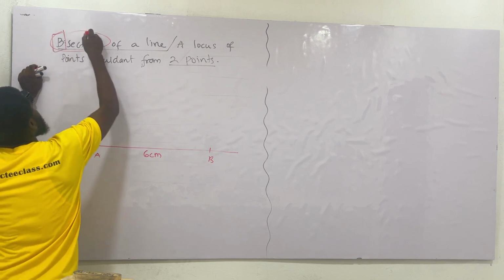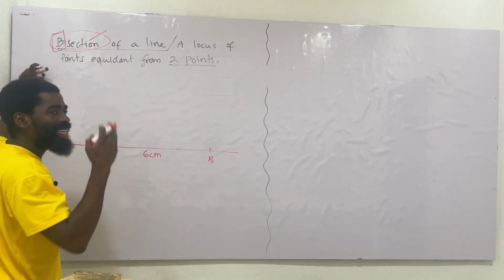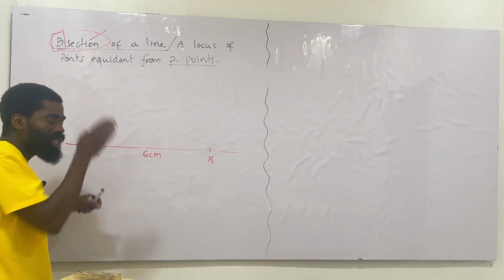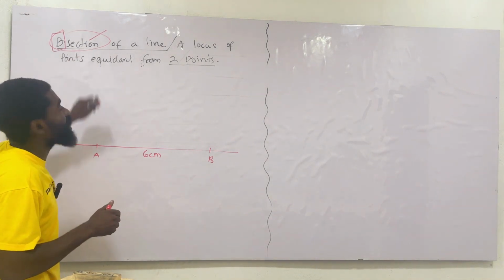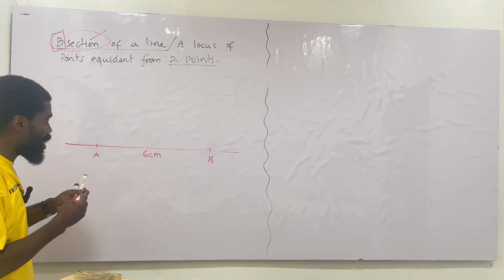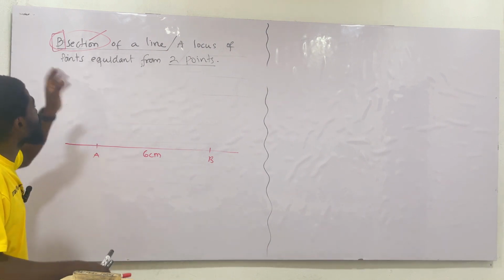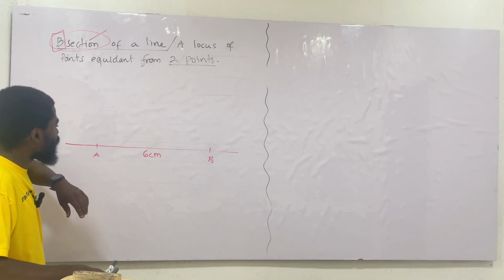Bisect is 2 words combined. Bi means 2. Section means divide. That's the meaning. Bisect means divide this into 2 equal parts. If you are doing biology, you know what section is. You divide them into 2 equal parts. You have bilateral and radial symmetry in biology, guys. We'll meet them some time to come.